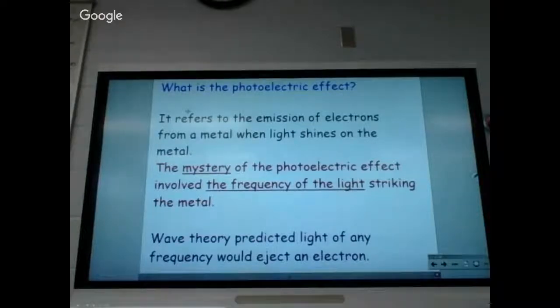Now, we said basically that the dual wave-particle nature of light explains that electrons can behave as light, correct? Now, that is very bizarre to scientists at this point in history. Electrons do not behave as waves. They behave as particles. So, there are two things we're going to look at today.